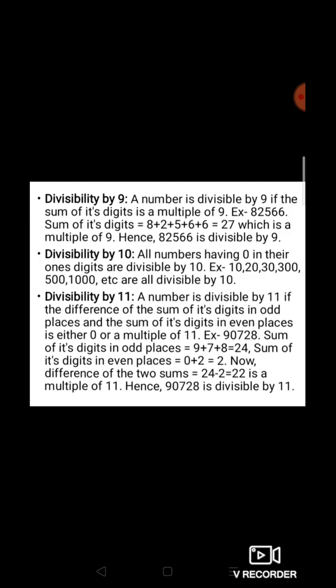Similarly, we can take other examples also. We have to remember which numbers are in the odd places and which are in the even places. Whichever of the odd place sum and even place sum is greater, we subtract the smaller number from the greater number, and we see whether the subtraction result is a multiple of 11 or it is 0. In both cases, we can say it is divisible by 11. But instead of 0 or a multiple of 11, if we get any other number, then it is not divisible by 11. So that's all for our divisibility rules today.